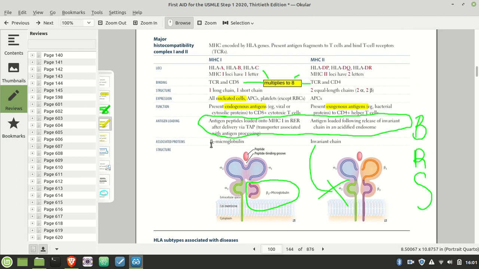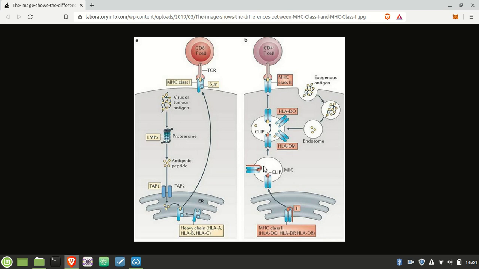To recap, endogenous antigens, MHC1. Exogenous, MHC2. They love testing you on where everything is loaded. MHC1, rough endoplasmic reticulum, MHC2, an acidified endosome. The invariant chain, this is not the invariant chain. This is the structure of the MHC. The invariant chain is this red thing right here that will not get released until you get some help from HLA-DM and an acidified endosome.